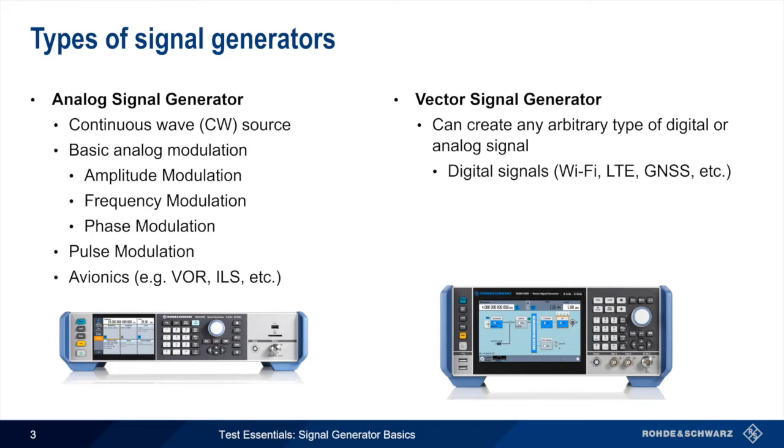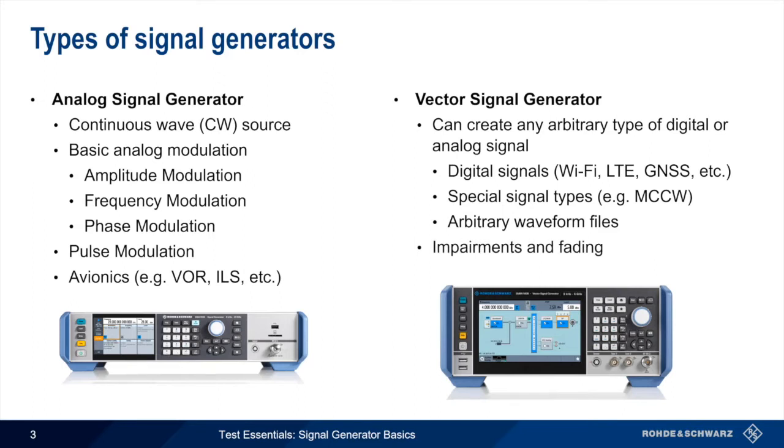They can also produce special non-digital waveforms like multi-carrier CW, where a large number of individual tones are produced. Vector signal generators can also play out so-called arbitrary waveform, or ARB files. And unlike analog signal generators, many vector signal generators can introduce various signal impairments like noise and interferers, as well as fade the generated signals to model real-world propagation effects.